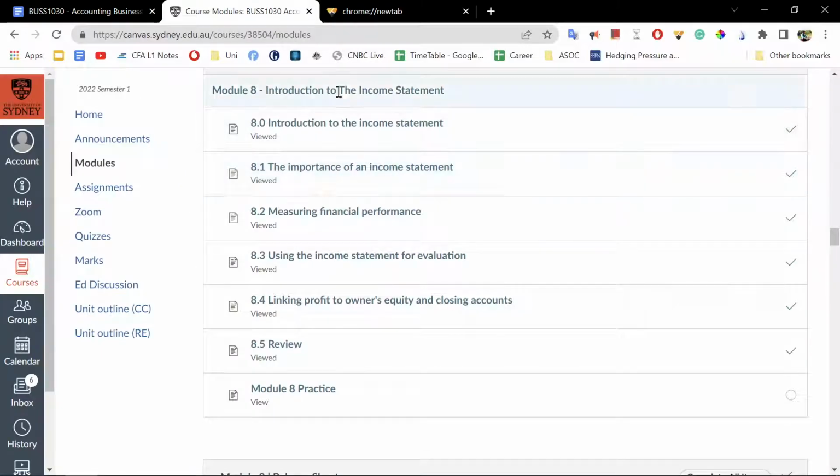So if we look at the course modules, these are the modules for week 8: introduction, importance of the income statement, measuring financial performance, using income statements for evaluation, and whatnot.